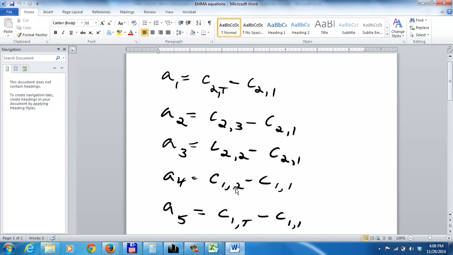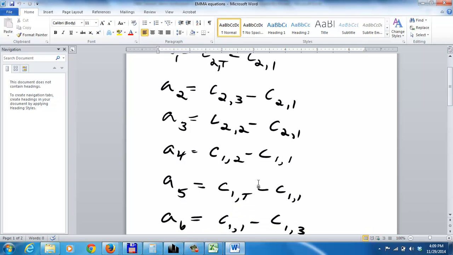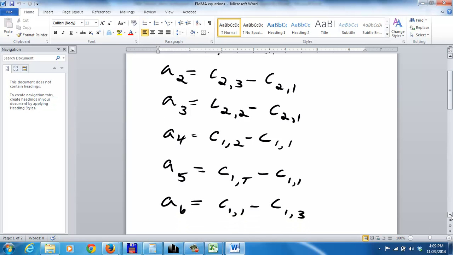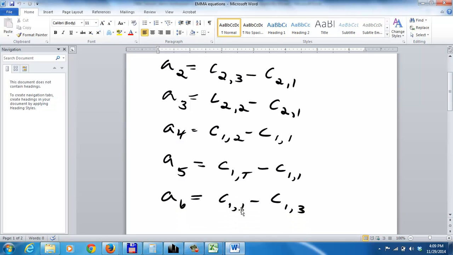A4 is equal to C12 minus C11, where C12 is the concentration of chemical 1 in the interflow, and C11 is the concentration of chemical 1 in the surface runoff. A5, as I said before, A1 and A5 both vary from day to day because C1T varies from one day to day, and C2T up here varies from day to day. This is the concentration of chemical 1 measured at the gauging station, and then A6 is the difference between the concentration of chemical 1 in the surface runoff and the concentration of chemical 1 in the groundwater.